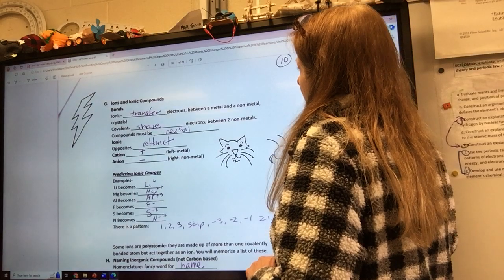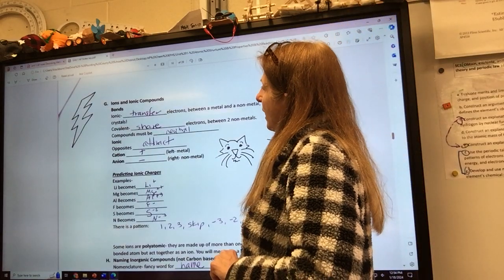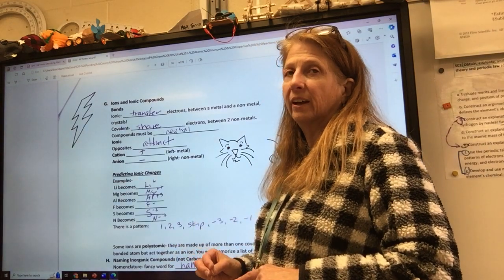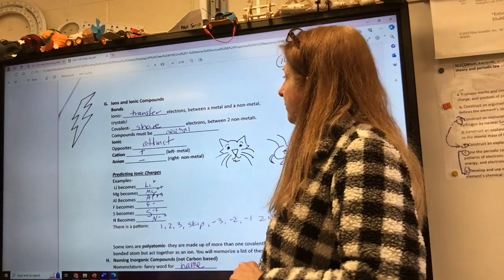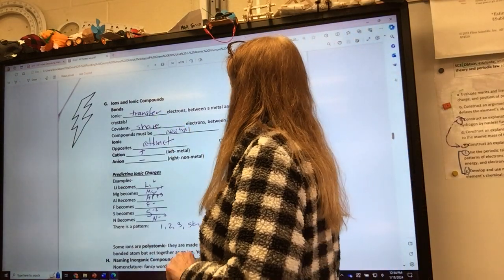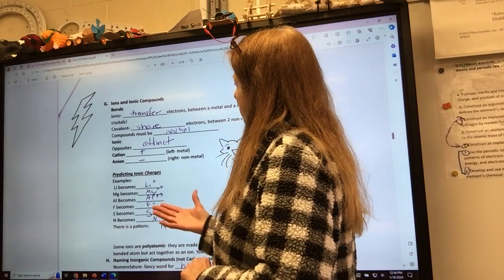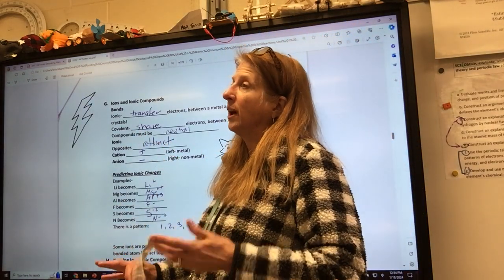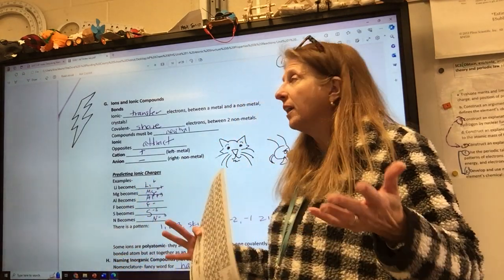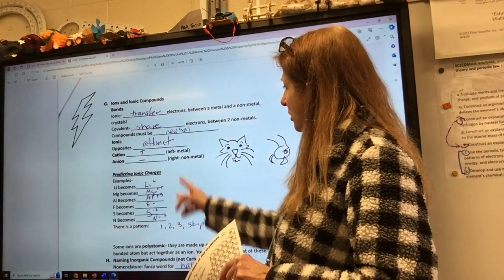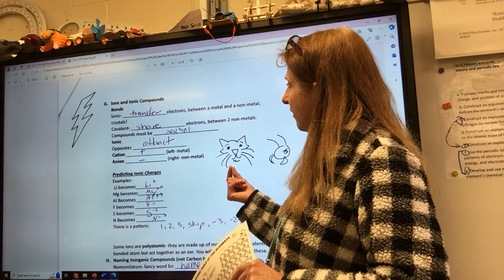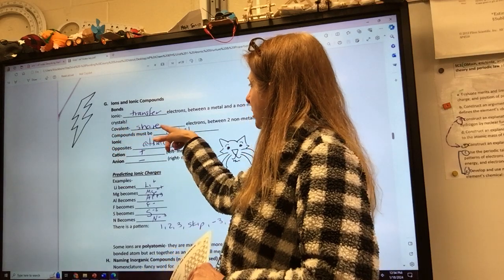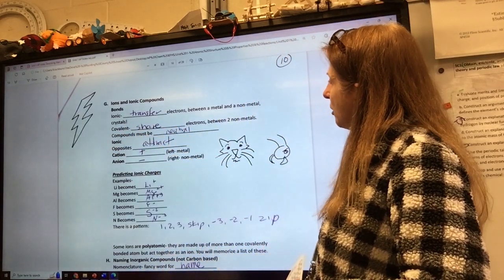So ions and ionic compounds. Ions are ones that are charged. So isotopes are fat and thin. Ions are positive or negative. And how they form is by the transfer of electrons between a metal and a nonmetal, which makes an ionic compound. So ionic compounds are like salt, sodium chloride. Sodium is metal, chloride's not. And because opposites attract, they stick together. So ionic bonds transfer electrons, covalent bonds share electrons, and they're between two nonmetals.